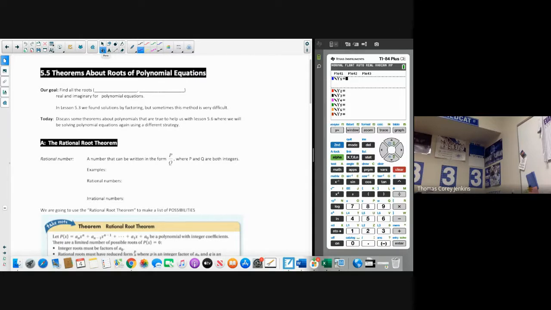So in 5.5, we're talking about some theorems about roots of polynomial equations. We've already talked about how to solve them, but these theorems may help you to solve some of the maybe trickier ones.